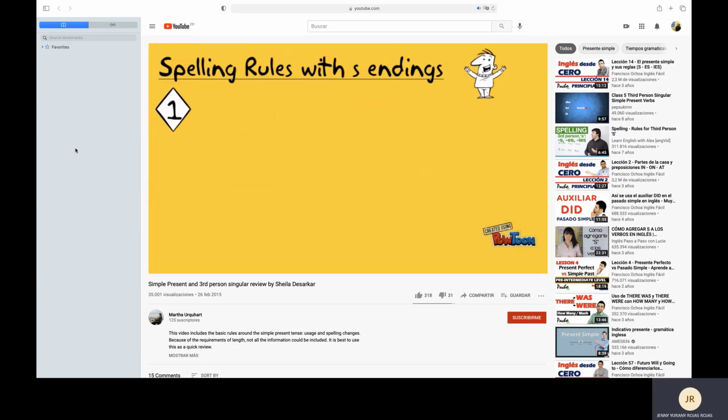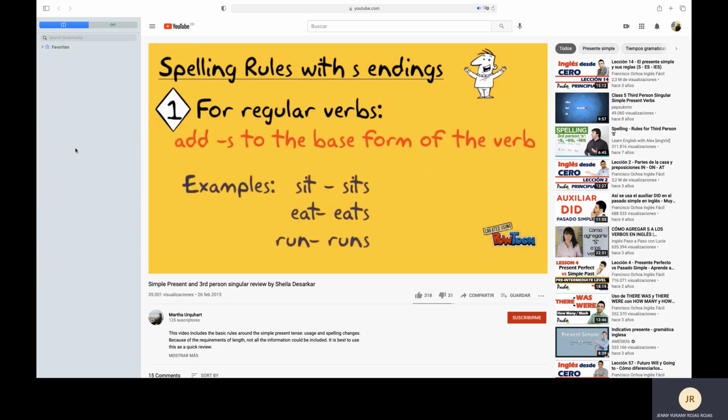Now, let's look at some spelling rules for the S-ending verbs. For irregular verbs, we simply add S to the base form of the verb. Sit, sits, eat, eats, run, runs.